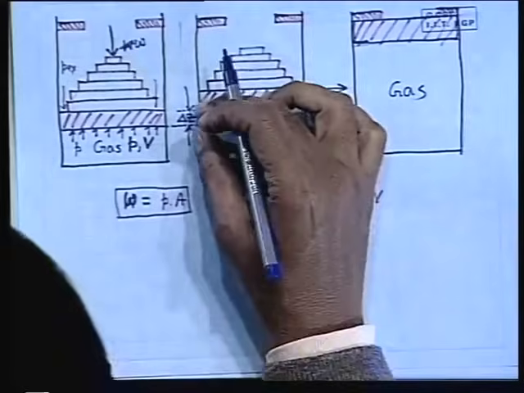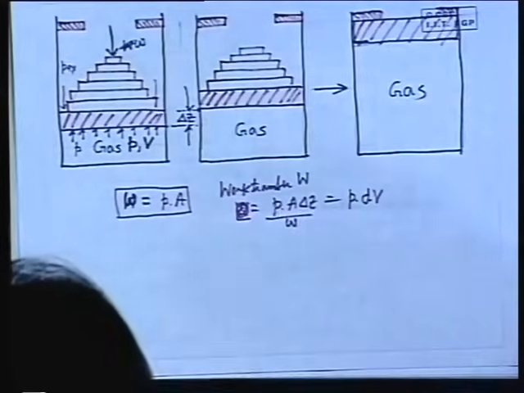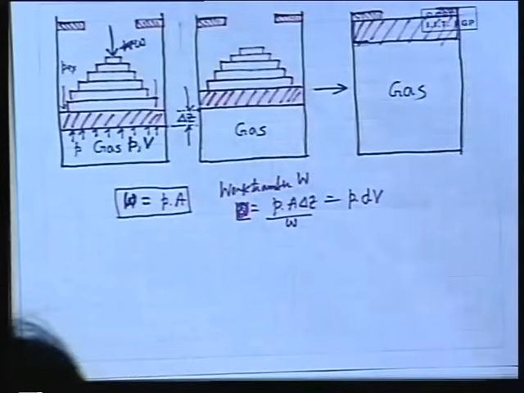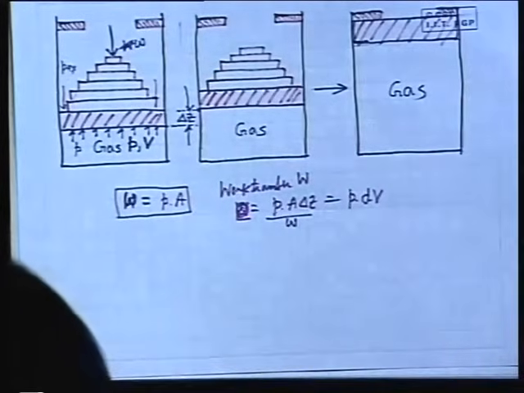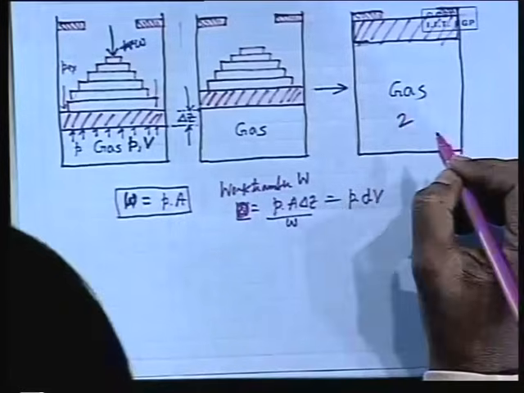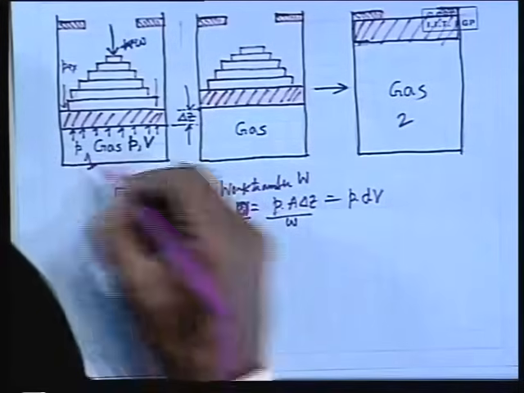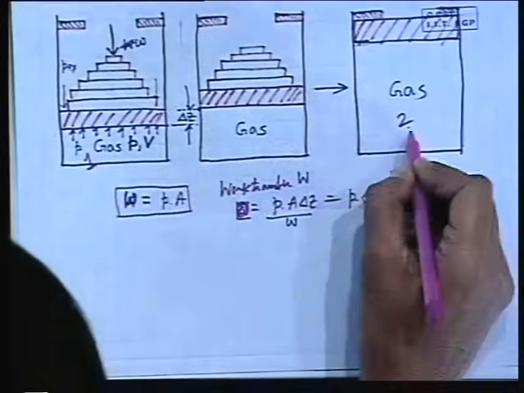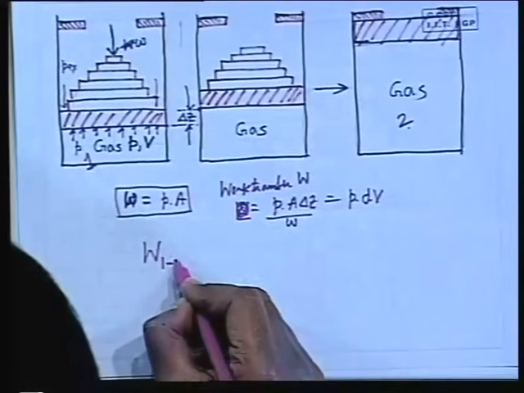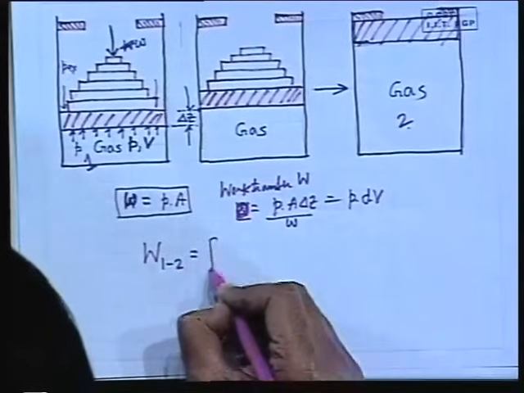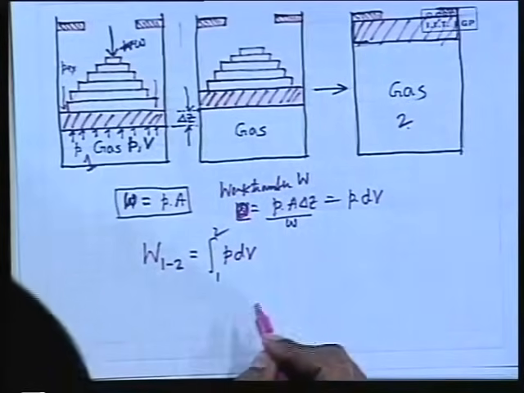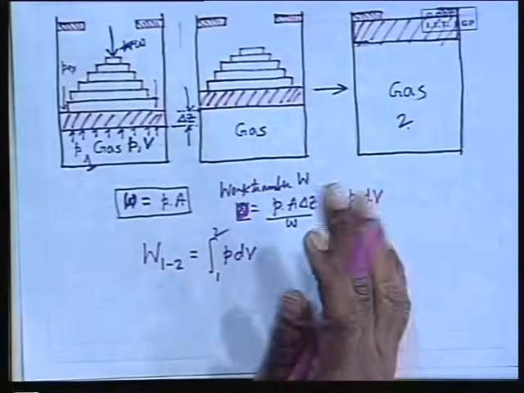So if we do so in infinitesimal intervals and an infinite number of paths, ultimately it comes to this stage where we attain state 2. For example, this is state 1, this is state 2. From state 1 to state 2, we can write that W from state 1 to 2 is the integral of P dV from 1 to 2. This is the work done, that is the PdV work.